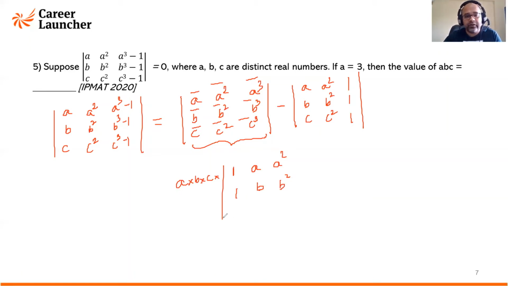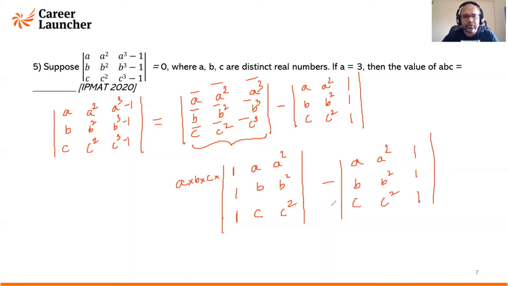So please look at the video if you don't remember these. From the third row, I take out 1C common. So 1, C, and C square. Minus, I have A, B, C, A square, B square, C square, 1, 1, 1.